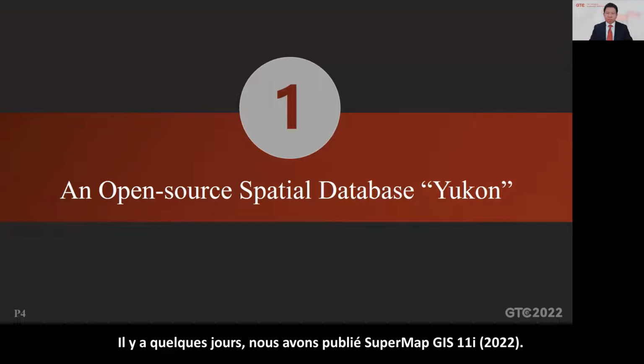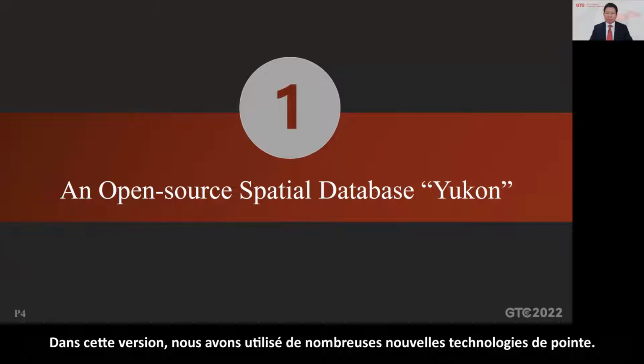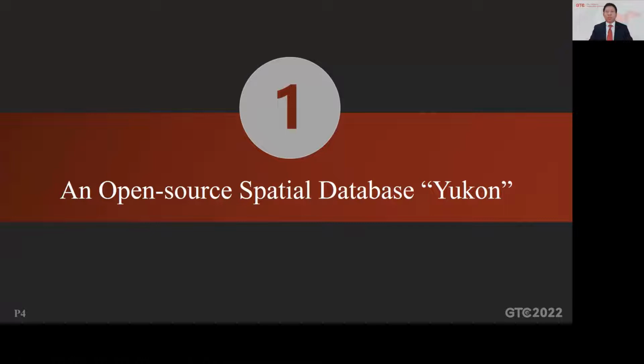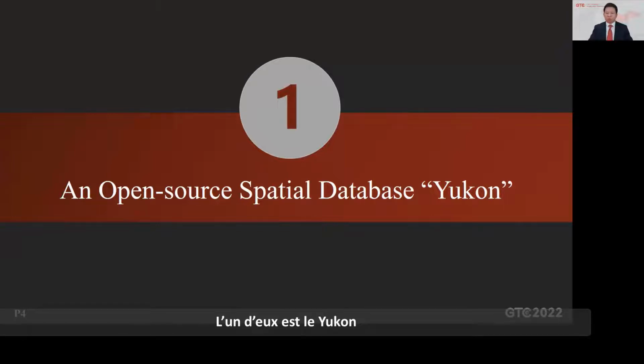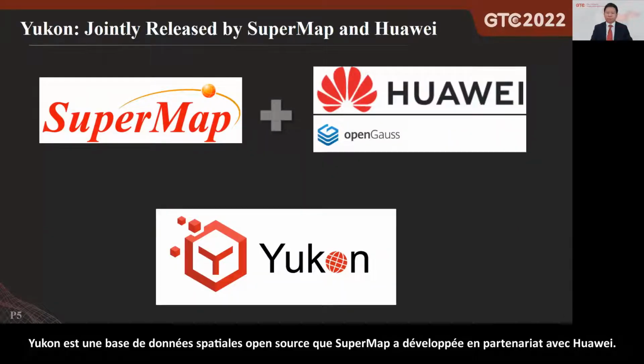Several days ago, we released SuperMap GIS 11i. In this version, we used many brand new technologies. One of them is Yukon. Yukon is an open source spatial database that SuperMap developed in partnership with Huawei.